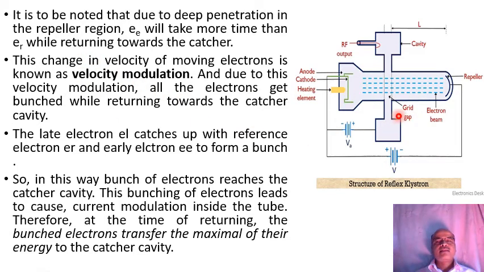That is, there are three cases: early electron, then reference electron, and late electron. The late electron catches up with the reference electron and the early electron to form the bunch. And during the return journey, they give their maximum energy to this space, and as maximum energy is provided, we get the RF amplified output.